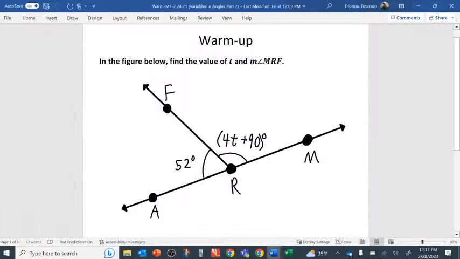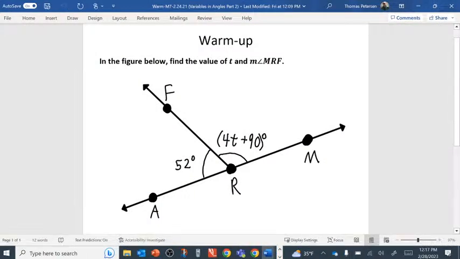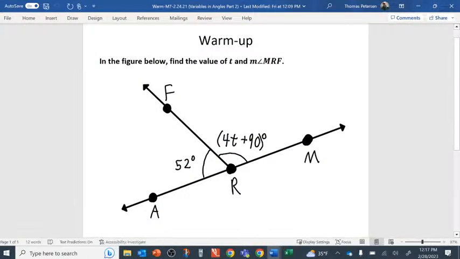Here we go. In the figure below, find the value of t and the measure of angle MRF. I'm going to get this set up, so you're going to want to pause the video, do this, then unpause, and we'll get working on it together, okay? Let's go ahead and pause that in 3, 2, 1, pause.